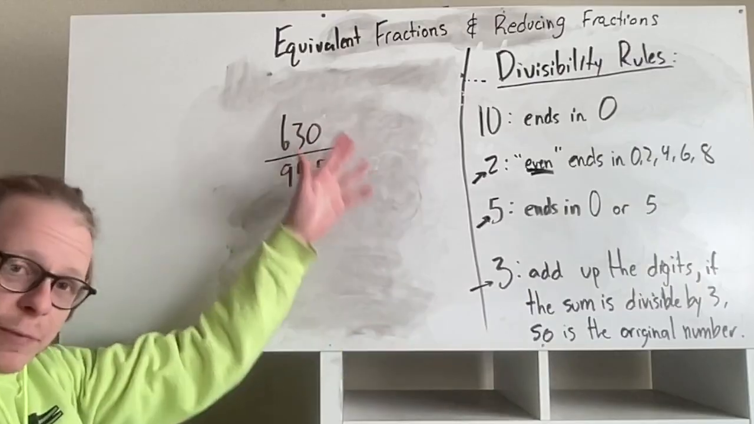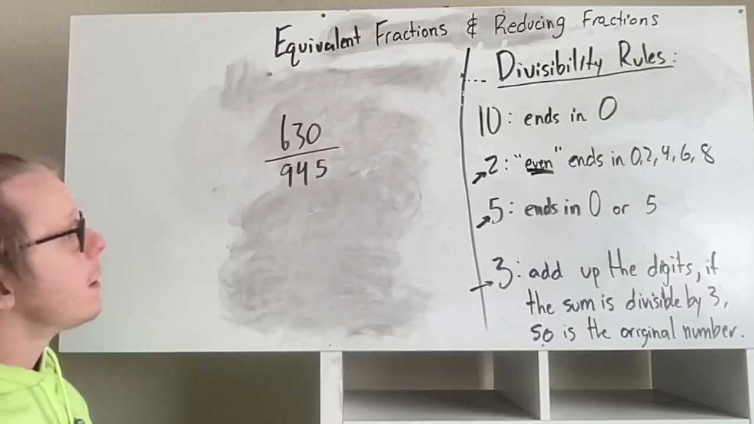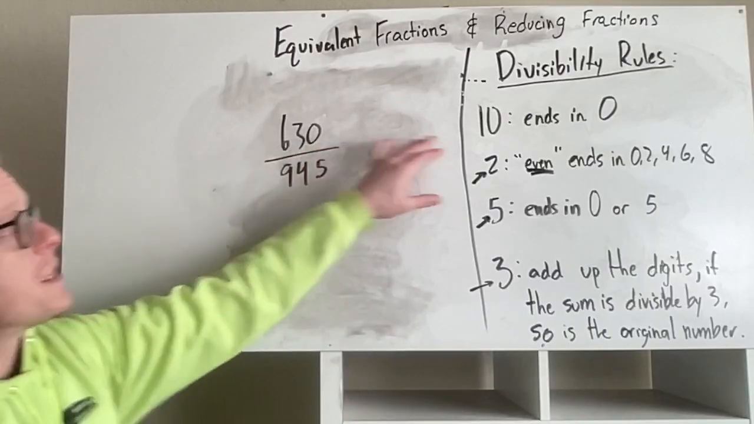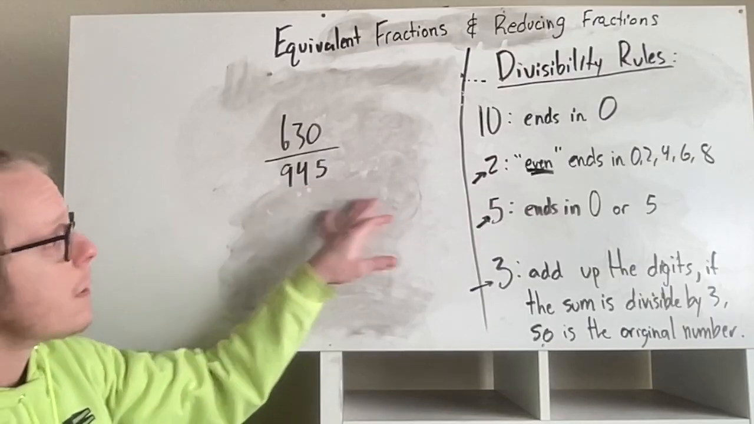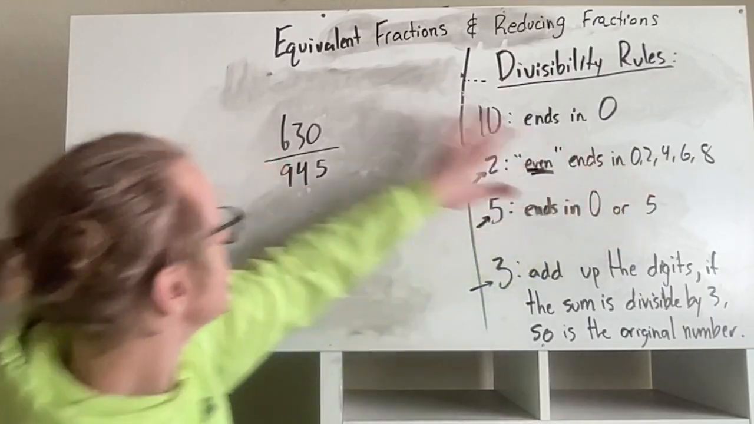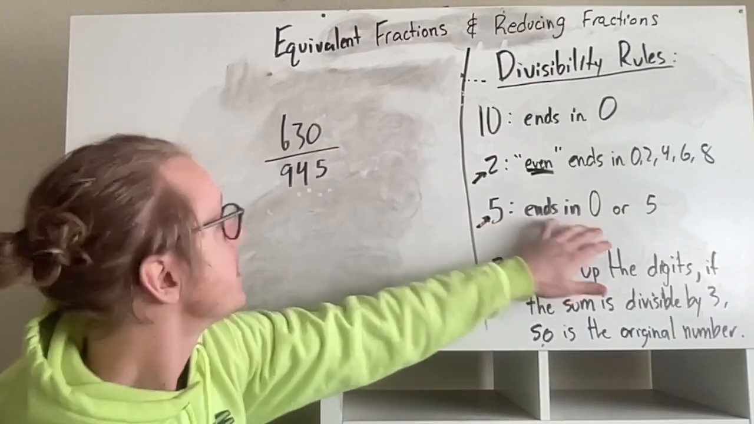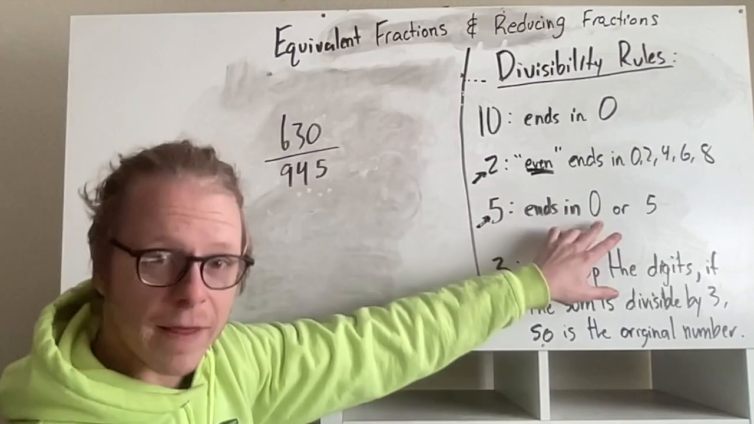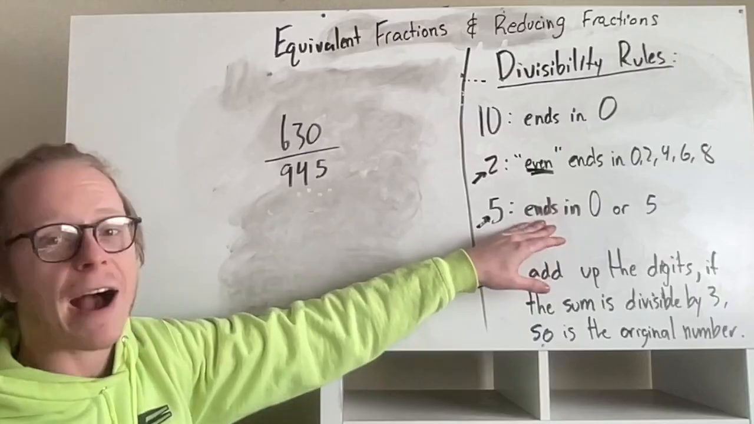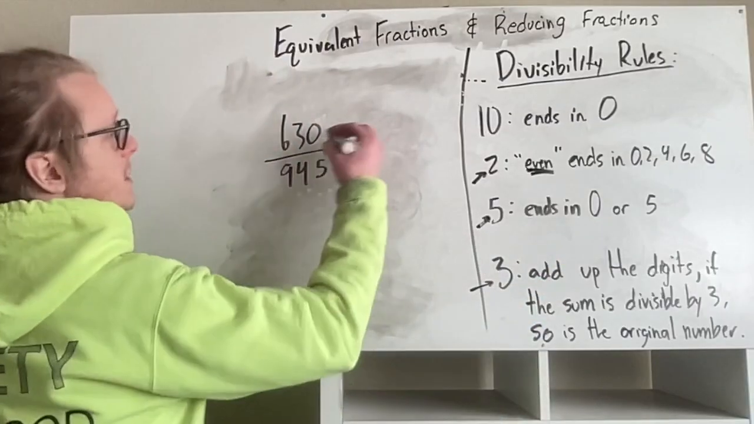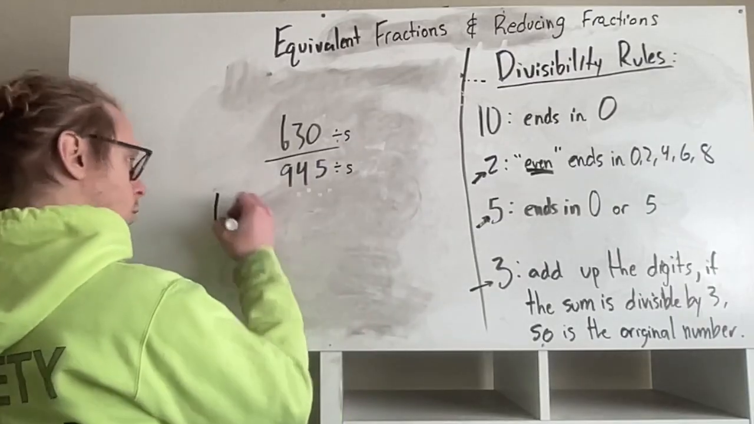Let's check our divisibility rules and see which of these might apply to both, right? Oh, this ends in 0, so it's divisible by 10. Is this also divisible by 10? No. This ends in 0, so it's also divisible by 2, but is this? No. What about 5? Yep, this ends in 0 and this ends in 5, so they both meet the criteria for 5, right? So they're both divisible by 5. So what we're going to do is we're going to go ahead and divide by 5. Divide by 5. More long division.